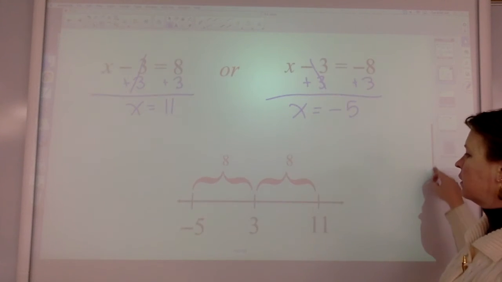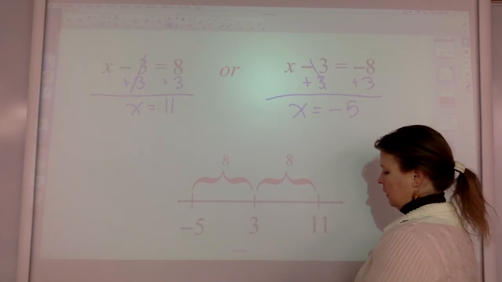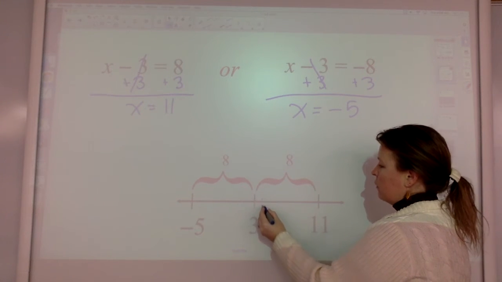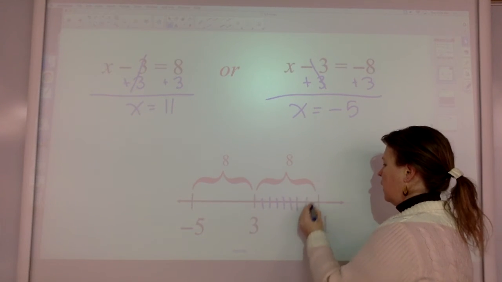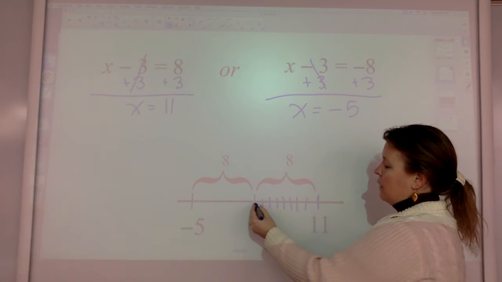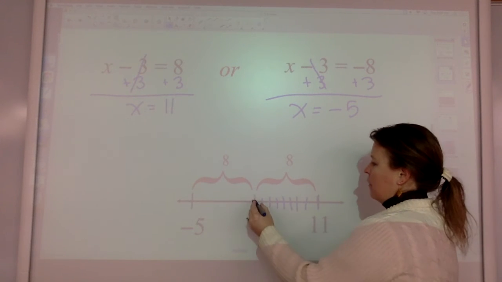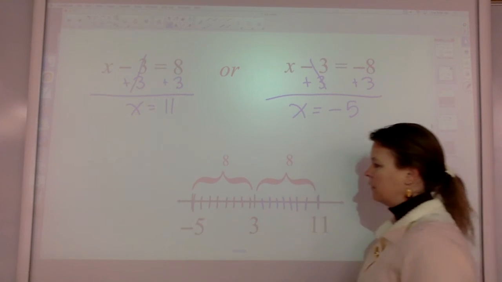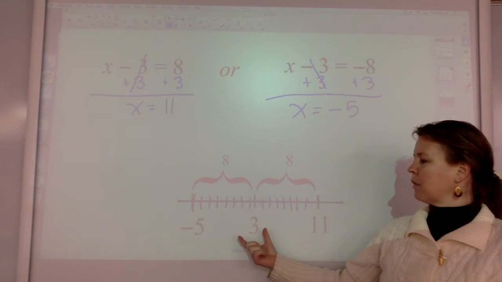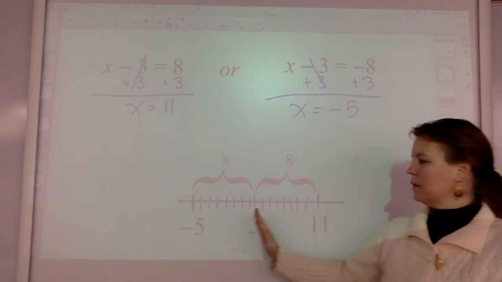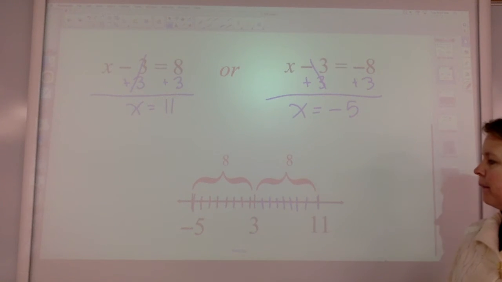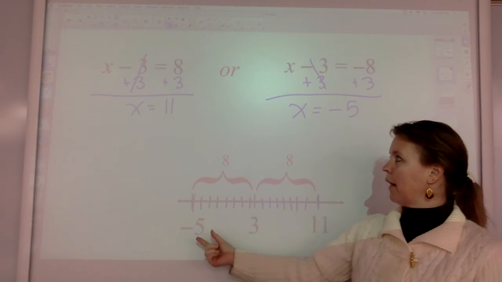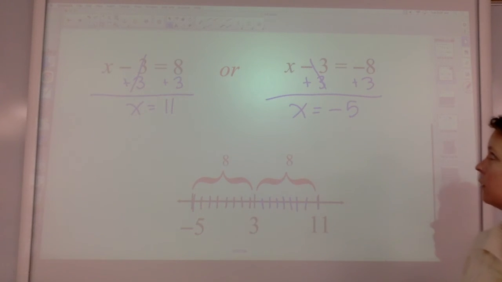Where did you start? Well, if I start at 3 and I count 8 spaces to the right, I would go 4, 5, 6, 7, 8, 9, 10, 11. But if I started from 3 and I went 8 spaces to the left, that would be 2, 1, 0, -1, -2, -3, -4, -5. Both of those are 8 spaces away from the number 3, but this one went 8 to the right, this one went 8 to the left. So notice if you add 8 to the number 3, you get 11. If you subtract 8 from the number 3, you get -5.